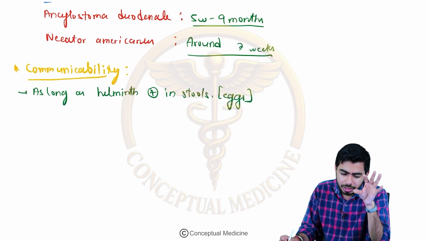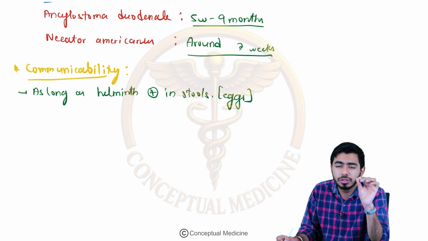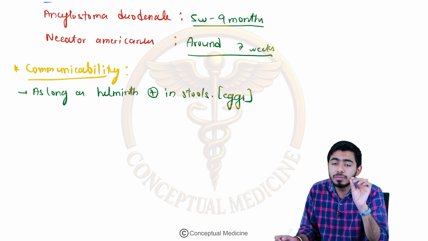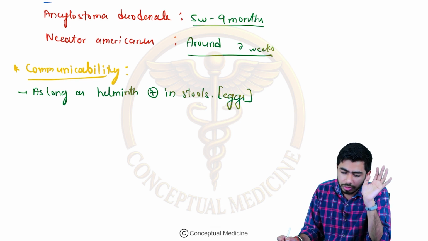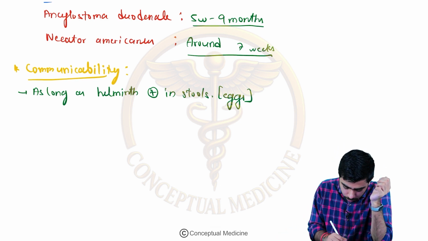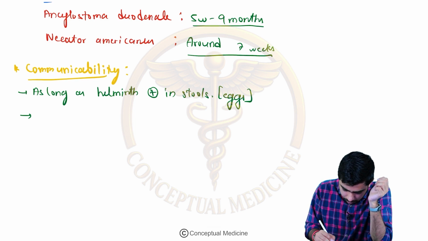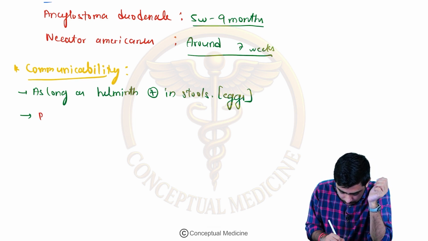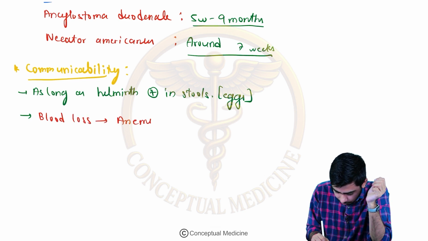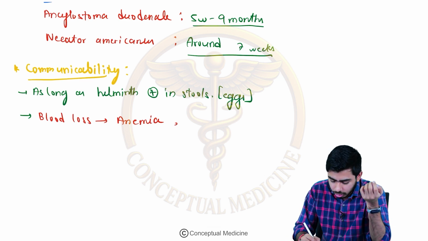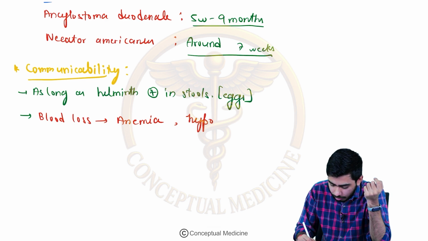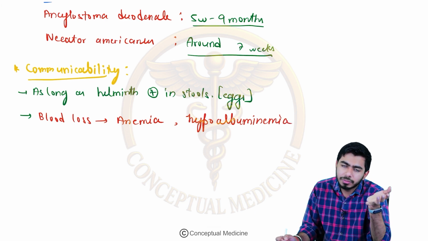These hookworms are the most common soil transmitted infection which might cause anemia in the community, in persons, right? Because they are causing blood loss, due to the blood loss there might be anemia in the persons. In some cases they might also cause loss of protein, so they might cause hypoalbuminemia also, and that might be the problem again.